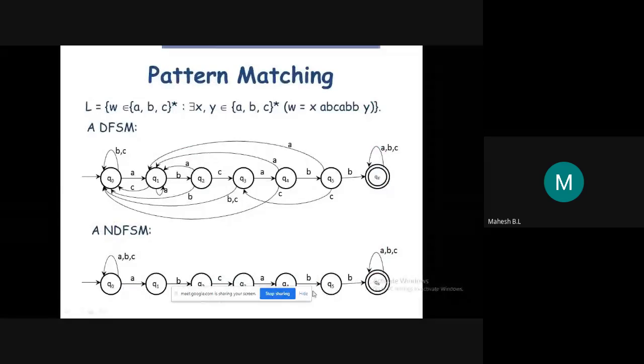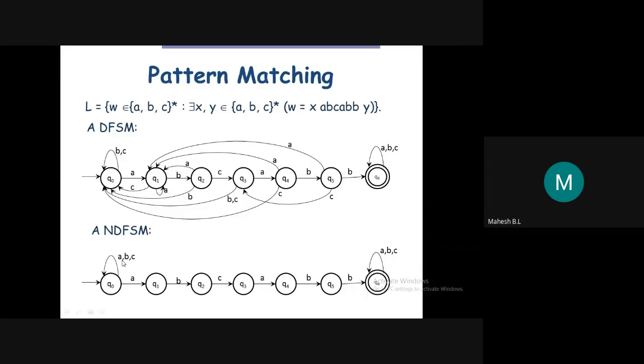So abcabb should be a substring. That's it. It is preceded by X, which is a string over {a, b, c}, done by this self loop, and followed by Y, which is again a string over {a, b, c}, done by this one. See how simple the NDFSM is. If you want to design the DFSM, this is the DFSM, which is very complicated. But the NDFSM is very simple.